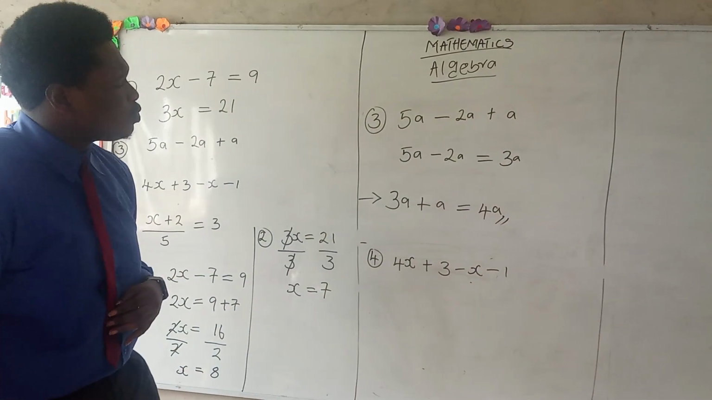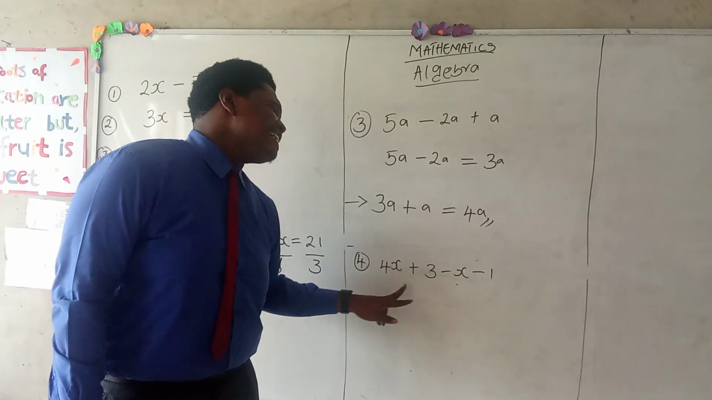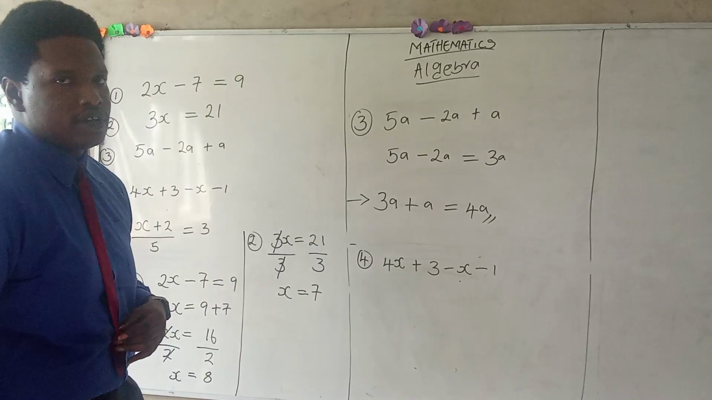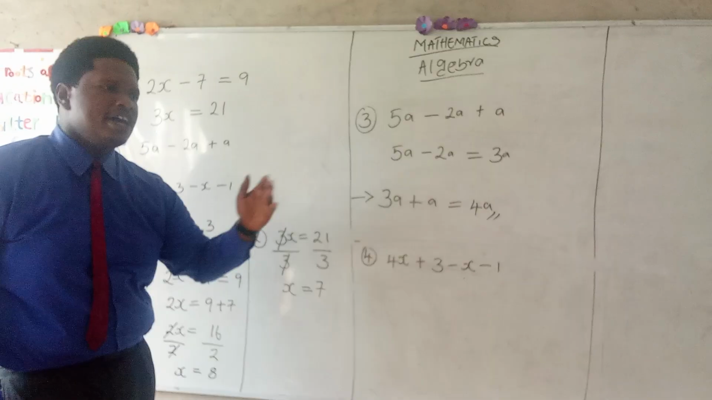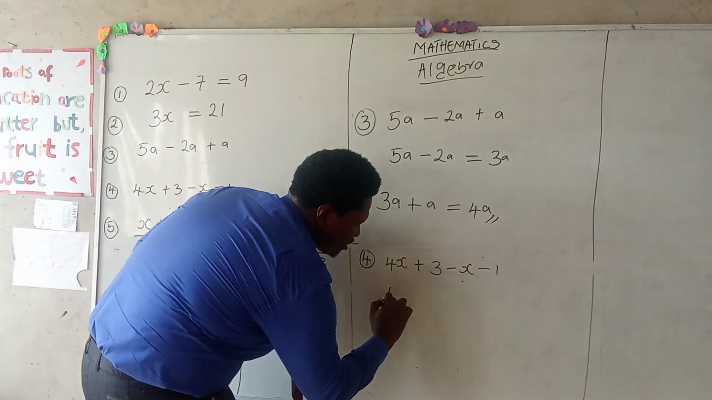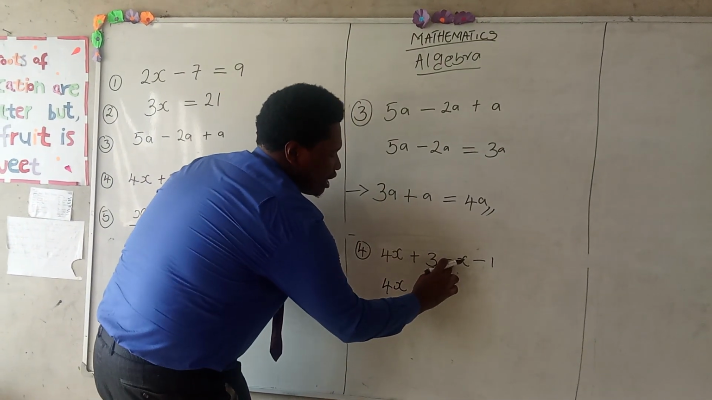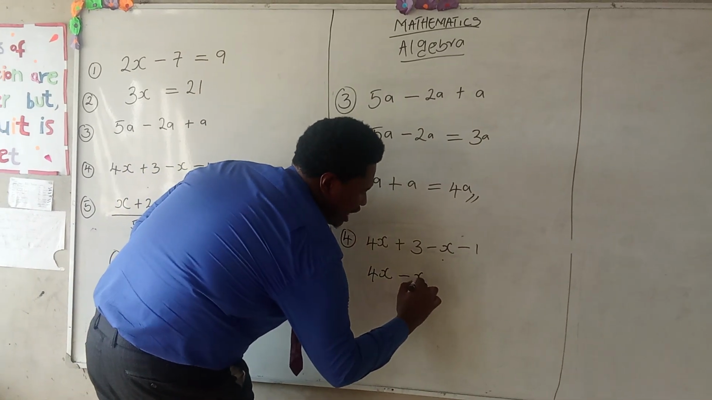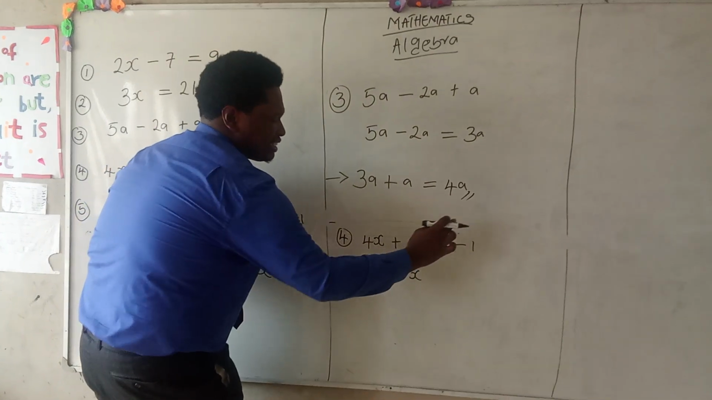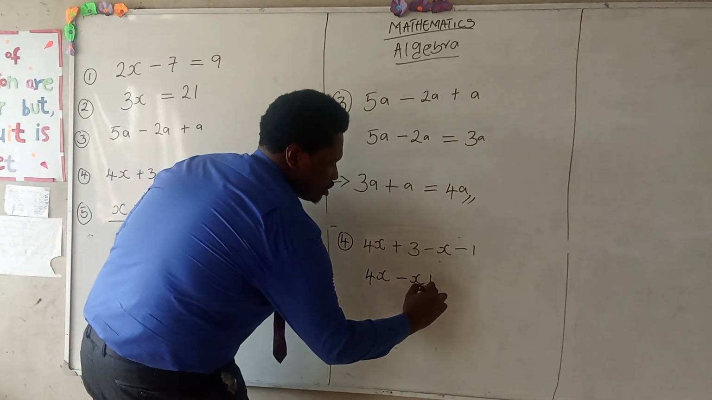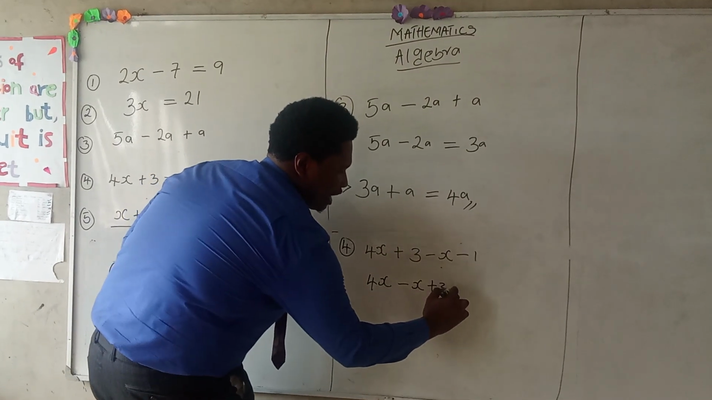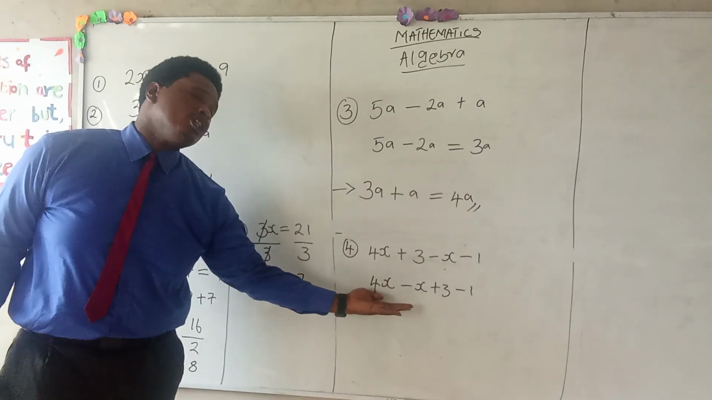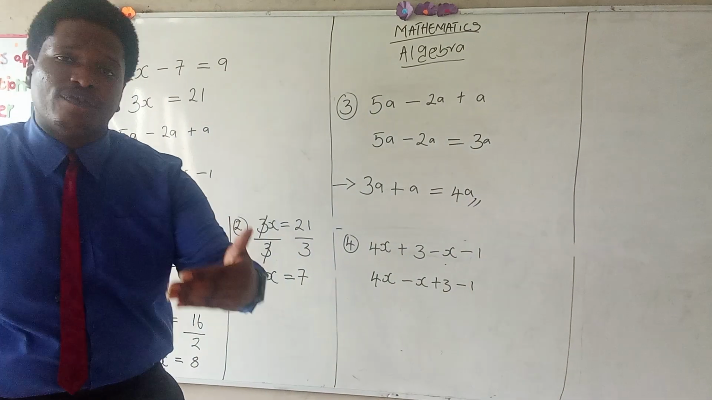Now the first thing we want to do is collect our like terms. 4x and 3, they are not like terms. Why? Because they don't have the same variable. They may have the same power, but they don't have the same variable. So our like terms here are 4x and x. Don't forget the minus sign: 4x minus x. And then you collect the other set of like terms: plus 3 and minus 1. Now we've been able to rearrange this algebraic expression by collection of like terms.